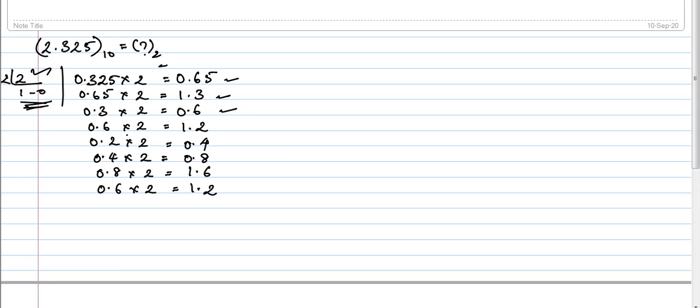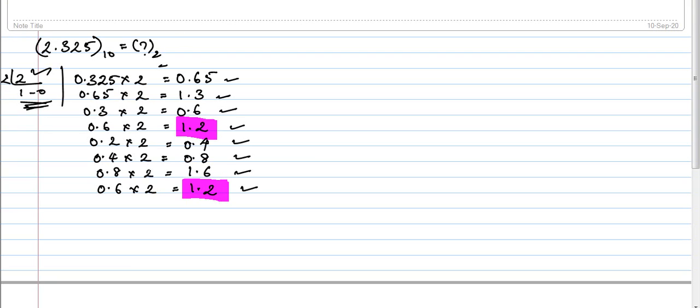I'll take the fraction part alone and multiply it with 2, I get 1.2. Then I get 0.2 into 2, I have 0.4. I'll take the fraction part alone, 0.8 into 2, I get 1.6. Now I'll take the fraction part alone, 0.6 into 2, I get 1.2. Now look here, I just want you to observe, here we have 1.2 and here also we have 1.2. So this is the factor that you have to stop with.